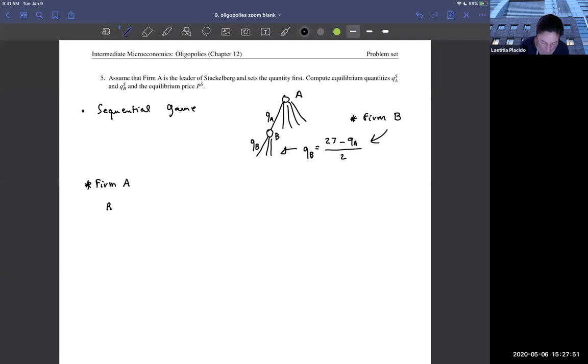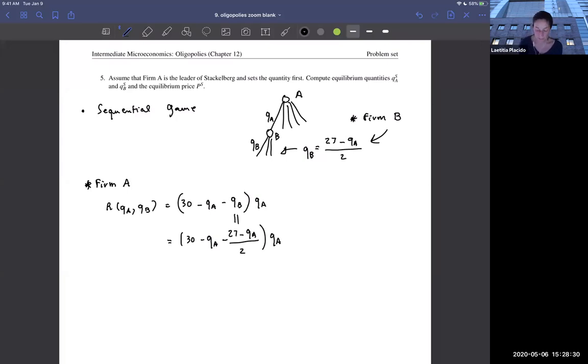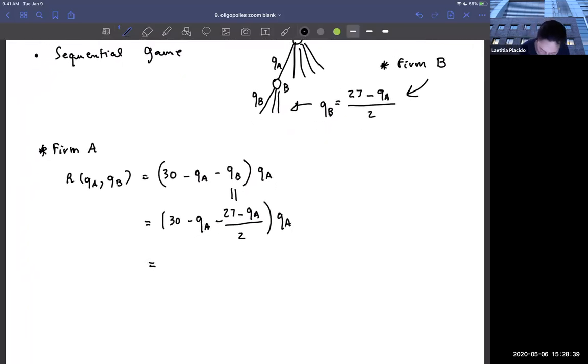So for firm A, total revenue depends on QA and QB, and that's going to be (30 minus QA minus QB) times QA. But firm A knows that QB is (27 minus QA) divided by 2. So revenue is going to be (30 minus QA minus this) times QA. So I'm going to develop this. This is 30 QA minus QA squared minus 27 over 2 QA plus QA squared over 2.